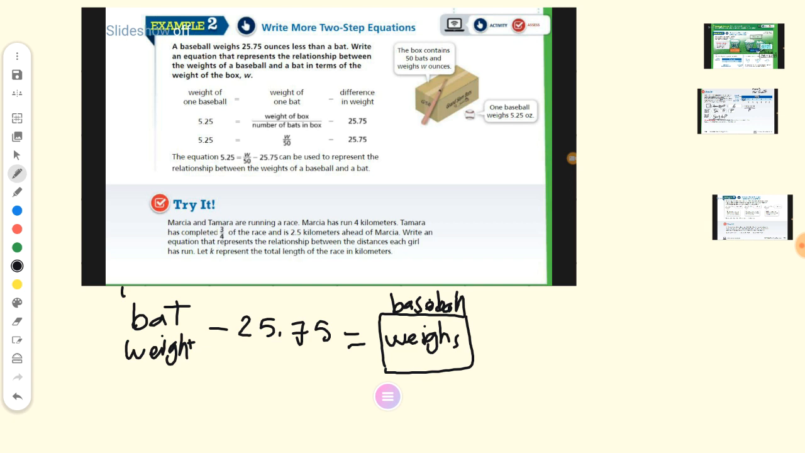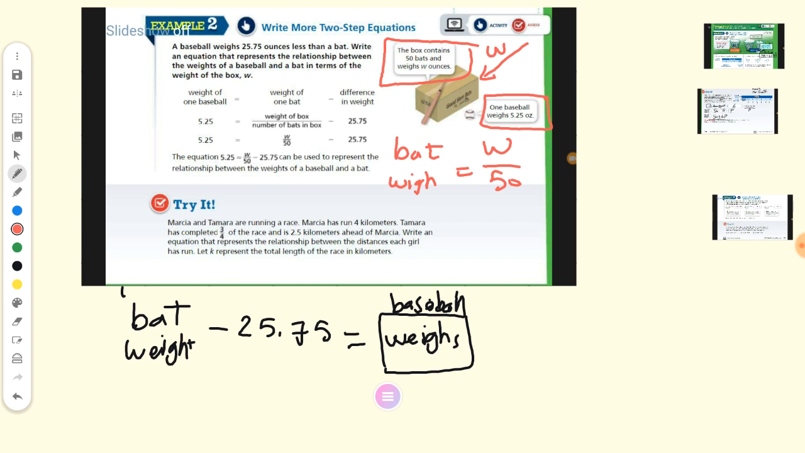He gave me some information too. Look at this box. This box contains 50 bats. And this box weighs W. To get 1 bat, it's W divided by 50. So bat weight equals W divided by 50, because it has 50 bats here. Yes, okay? So the weight of the box divided by 50 bats will give you the weight of 1 bat. And he also gave me the exact weight of the baseball.